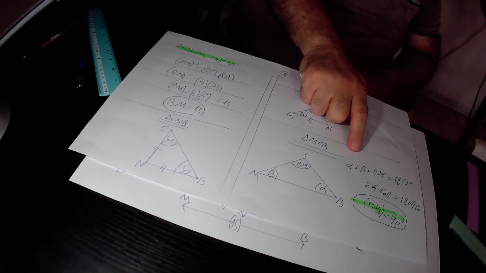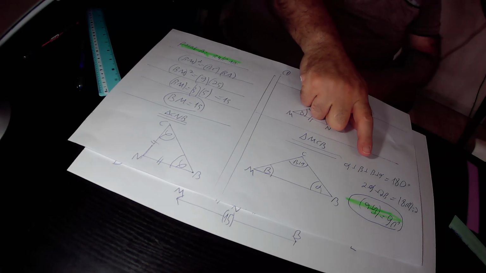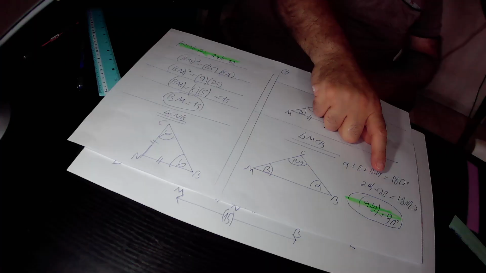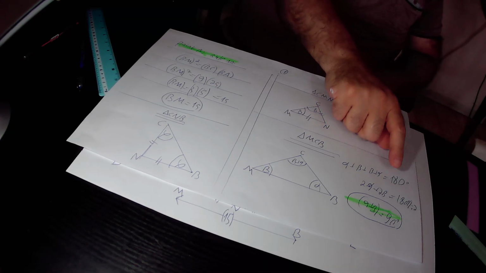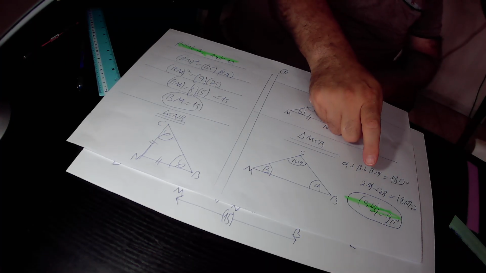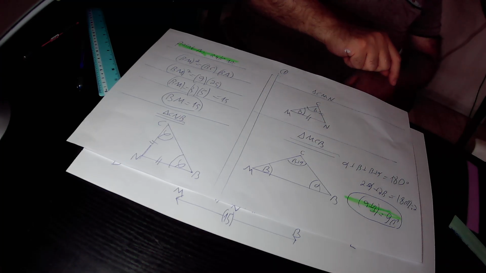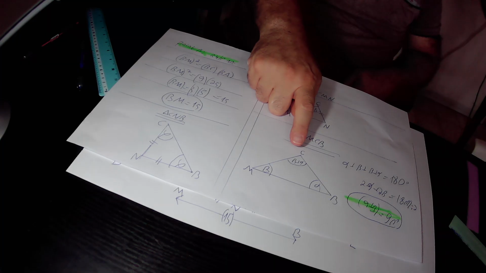On this side of the equation, we have alpha plus alpha, that is 2 alpha, and beta plus beta is 2 beta. So in total, 2 alpha plus 2 beta equals 180 degrees. We divide this equation by 2 and finally find that alpha plus beta equals 180 degrees over 2, which is 90 degrees. So alpha plus beta is equal to 90 degrees in its size.